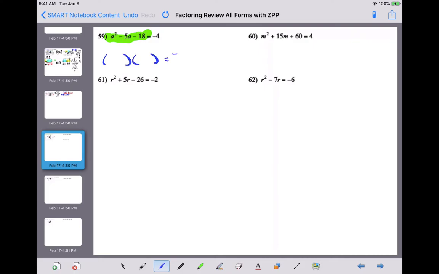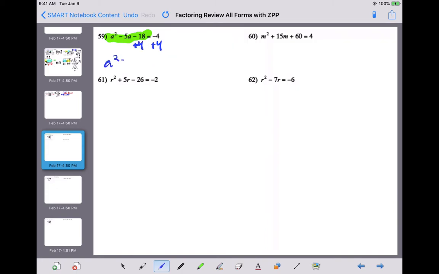If I were able to get that into factored form, then I'd really have to guess and check what times what equals negative 4. Whereas when we have a 0 over here, I just need to worry about that one factor. What makes that one factor equal 0? Not combinations that multiply to negative 4. That stinks. So let's set this equal to 0 by adding 4.